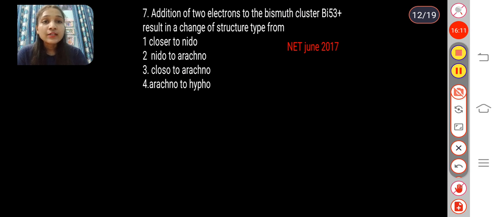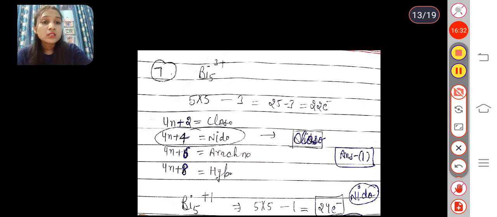Next question is, addition of 2 electrons to the bismuth cluster Bi5 3 positive results in a change of structure type from. This is also the concept that we discussed in our previous question. In these types of complexes you must follow this one trick: 4n plus 2, 4n plus 4, 4n plus 6, 4n plus 8. For bismuth we have 5 valence electrons. So 5 into 5 is 25. Here 3 positive charge, so minus 3. Here we are left with 22 electrons.